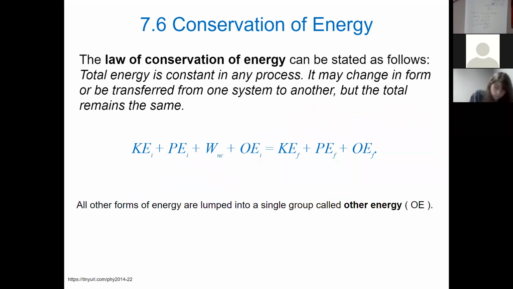The next section in the textbook is about conservation of energy. Basically, it says the total energy is constant in any process. So that means if you have a process, the initial status, if you add all the energy combined, should be equal to the final status of the energy combined. Okay, so that's the more universal law of conservation of energy. It might include work done by non-conservative forces and all other forms of energy. Then it should turn into the other energies.